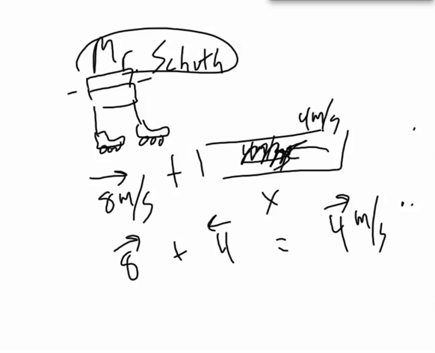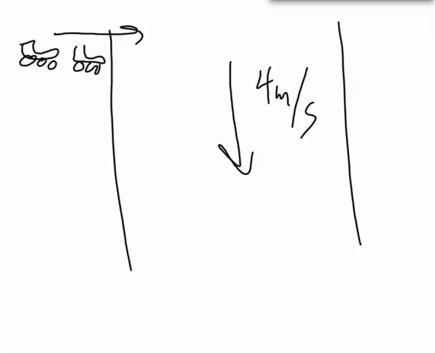Now, what if on the other hand, Mr. Schuth goes to a special place, and it's got a giant moving walkway? It's like a highway, a moving highway. And it's going at 4 meters per second, but Mr. Schuth isn't going with it or against it. Mr. Schuth is going across it. So Mr. Schuth is going 8 meters per second across this moving highway. Now, let's say it takes him 1 second to get across. So where does Mr. Schuth end up?